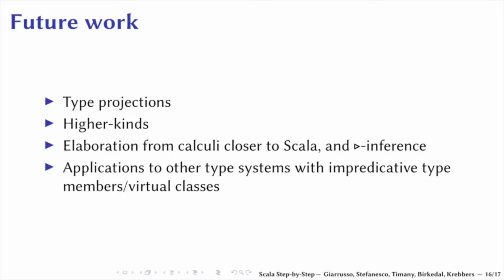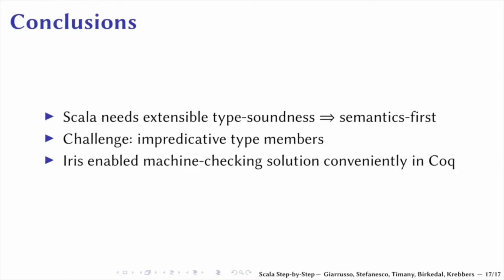In conclusion, Scala's type system calls for extensible type soundness proofs. So we design our type system using a semantics first approach. The challenge, or one of the challenges, was that impredicative type members are crucial for Scala's expressivity, but are hard to support. But luckily, using Iris enabled machine checking a solution in a convenient way in Coq. Thank you very much for your attention.